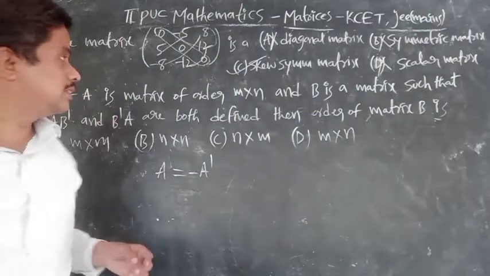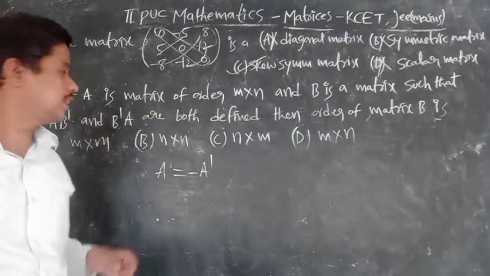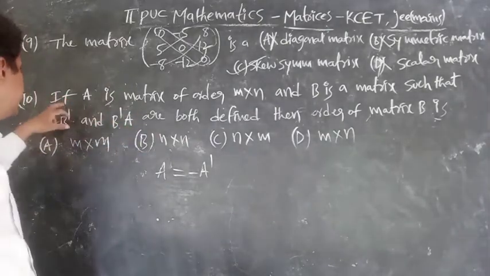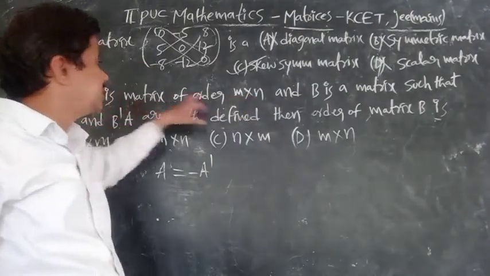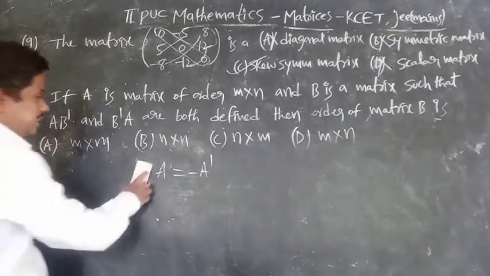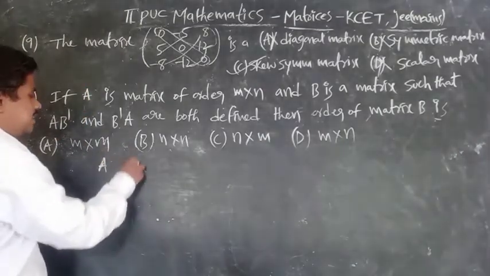Option C, skew symmetric matrix. Understood or not, my dear students? Next, we will move to question number 10. If A is a matrix of order m by n, and B is a matrix of order n by m. This problem is very important for CET. See, A matrix is what? M by n.